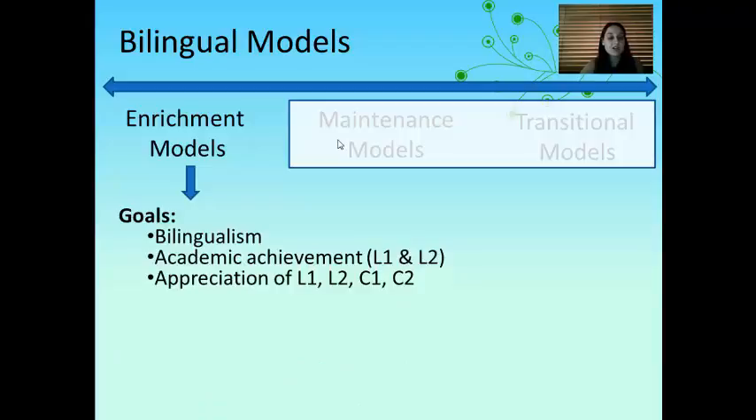So the enrichment models, the goal here is for bilingualism. In English, obviously being one of the languages, right? Every bilingual education program in the United States has to include English as one of the core languages. The goals are also academic achievement, meaning that they want students to be able to do academic work in both English and that other language. And they're going to teach the target culture along with the language that they're teaching.